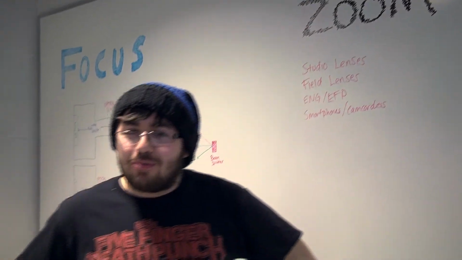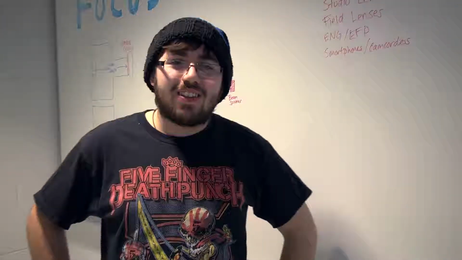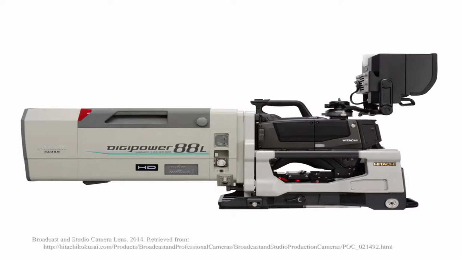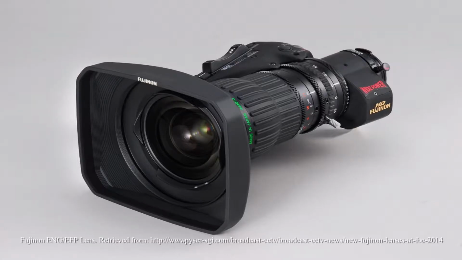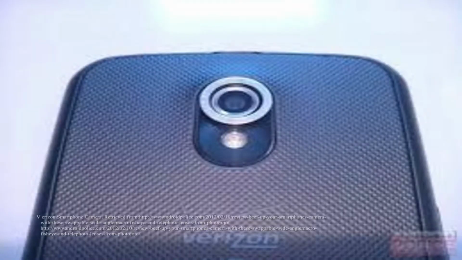There are different kinds of zoom lenses on different kinds of cameras. First of all, studio cameras have specific lenses for studio use only. Secondly, field cameras have lenses that are used for mobile production. ENG and EFP cameras have interchangeable lenses and are considered consumer level. Lastly, lenses on small cameras, camcorders, or smartphones cannot be exchanged or replaced.